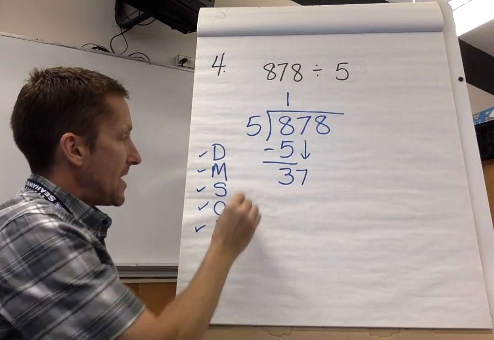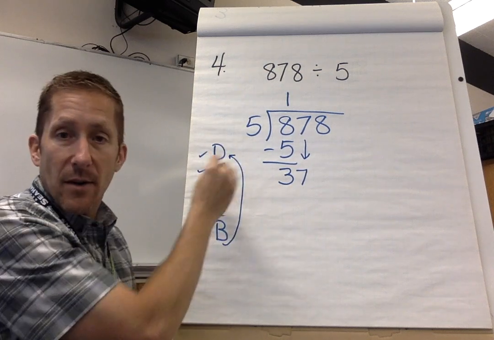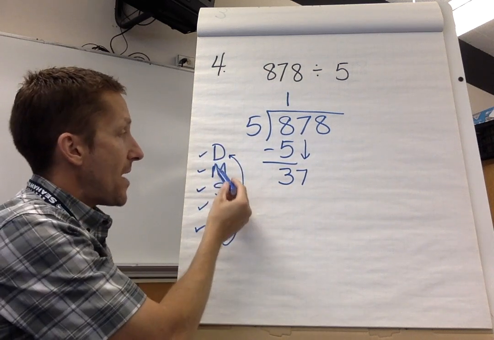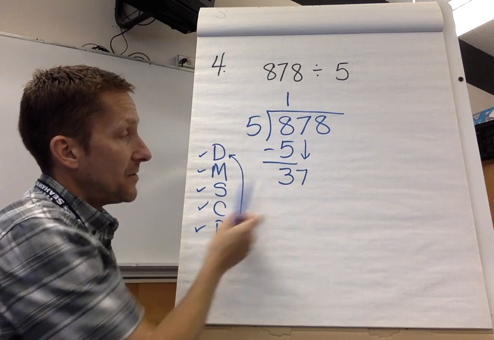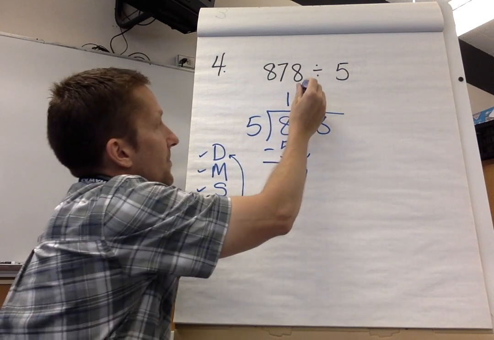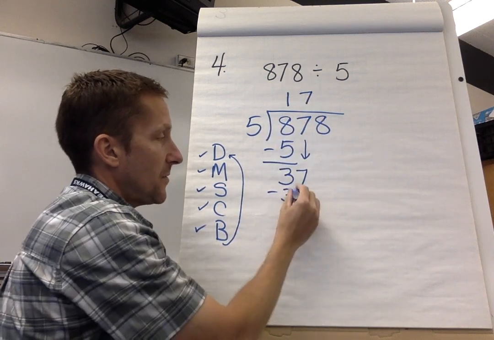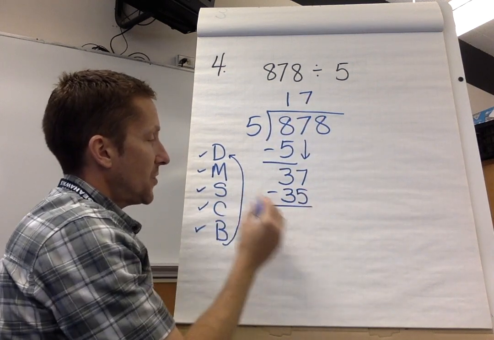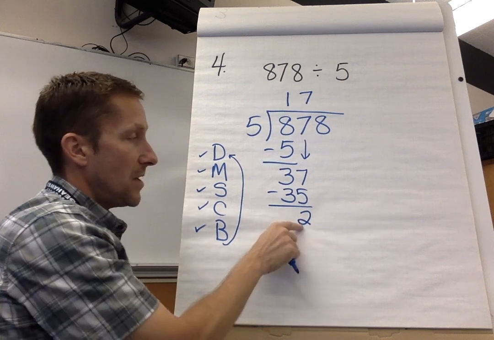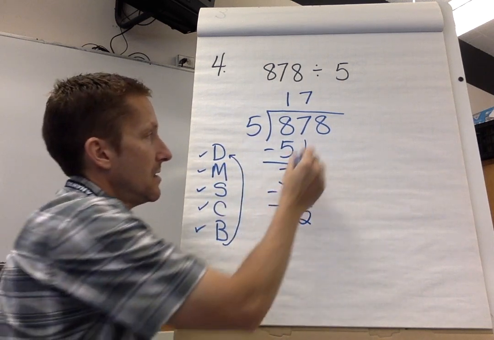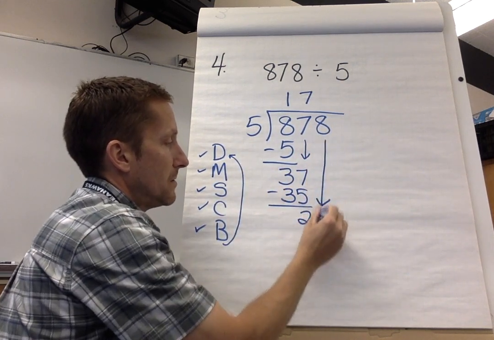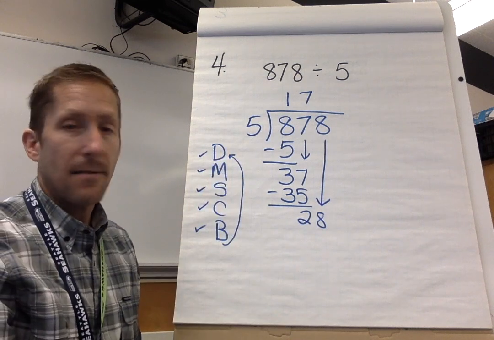After I bring down, I go back to the top. It creates a loop. I'm back to divide. How many 5s go into 37? 7 times. Multiply. 7 times 5 is 35. Subtract. Is 2 smaller than 5? Yes. Bring down. Back to the top, divide.